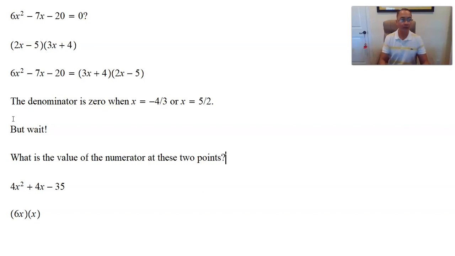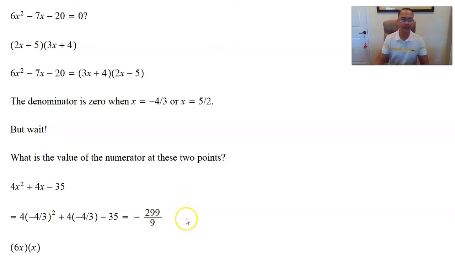For the first one, we have 4 times negative 4/3 squared plus 4 times negative 4/3 minus 35. So that's what we get for minus 4/3. And what do we get? Negative 299 over 9. That's good. The numerator is not 0. It's a negative number. We're dividing by 0. So it looks like minus 4/3 is a vertical asymptote.